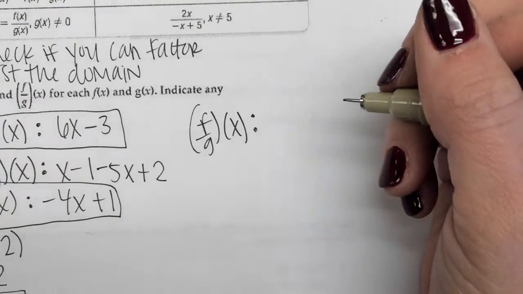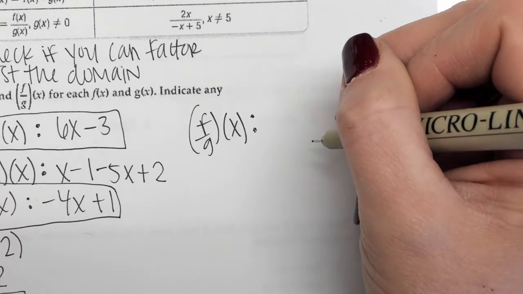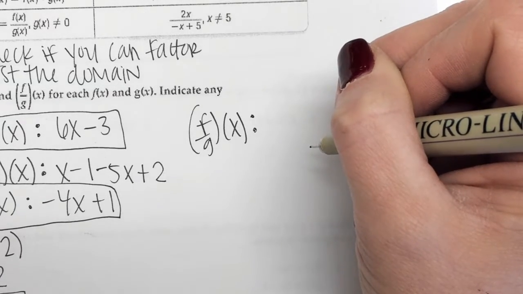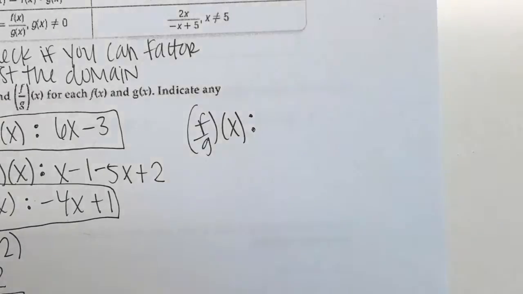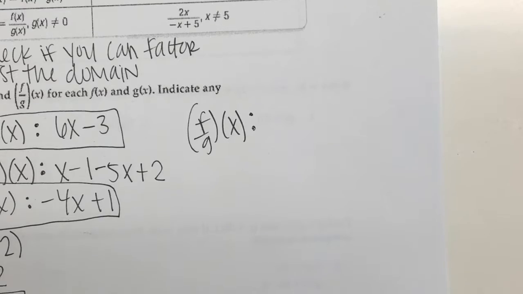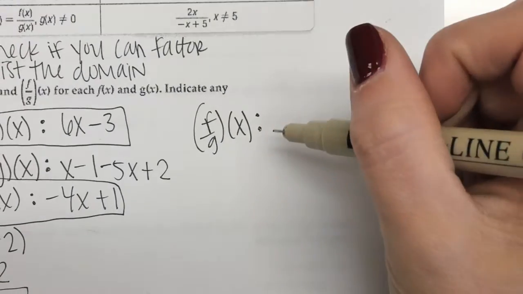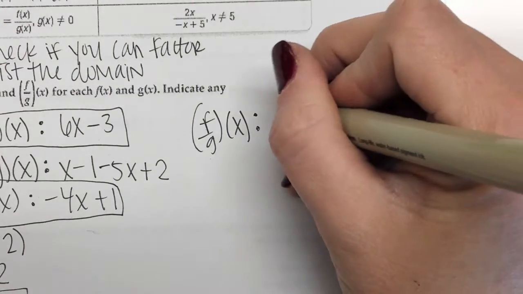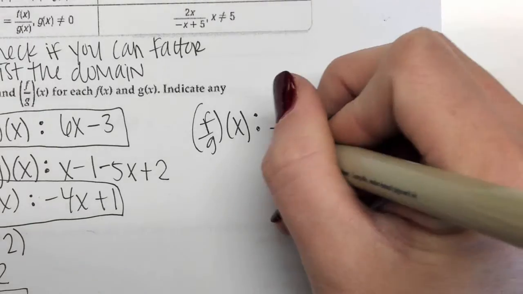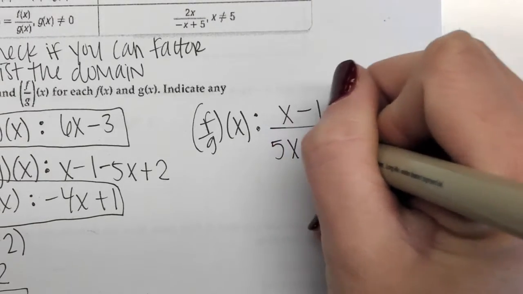Does it matter what order when we do division? Yes. For example, what's 6 divided by 2? What's 2 divided by 6? 1/3. See how they're different? So it matters the order when you're dividing. So f has to go on top, which is x minus 1, and on the bottom has to be g, which is 5x minus 2.